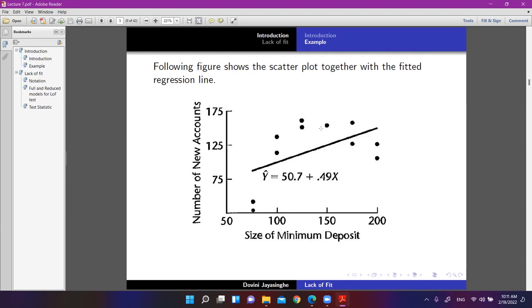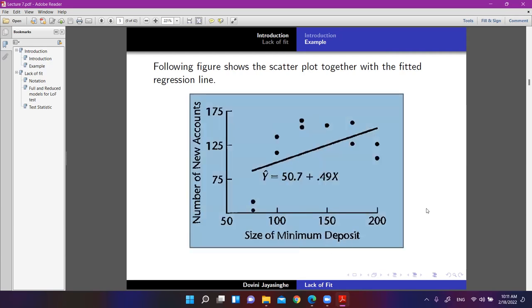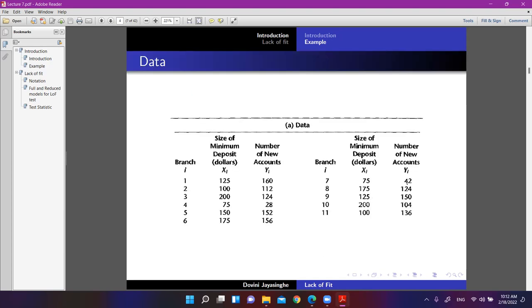This is not coming under model diagnostics, but whenever we observe repeated observation at the same X level, what do you want? Whenever you can see the repeated observations at the same X level, you have to go for a lack of fit test, right? So what do you mean by repeated observation? You have different observations at the same X level. For example, 125, it's repeated. So at the X level of 125, we have two different measures, right?